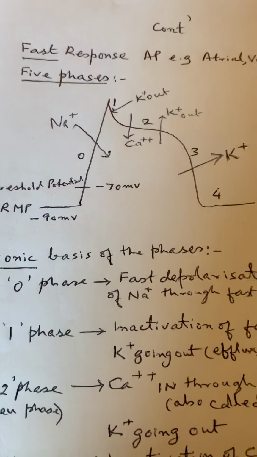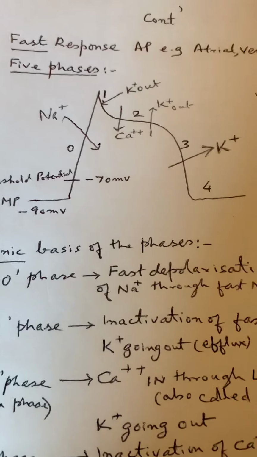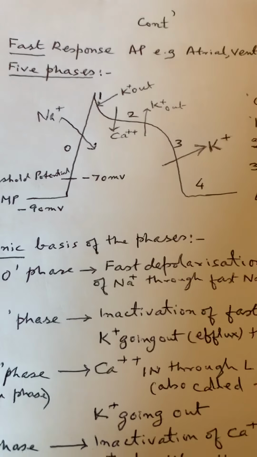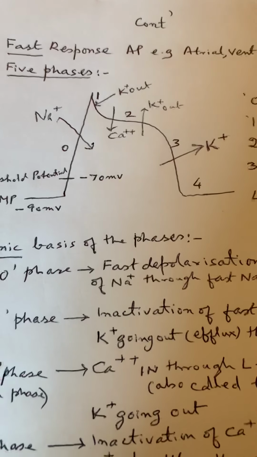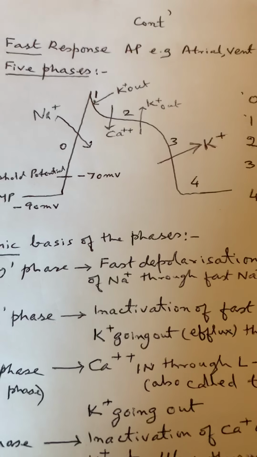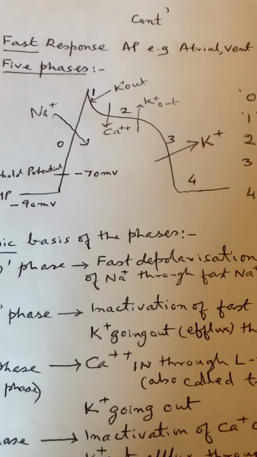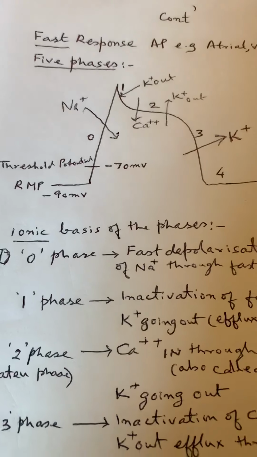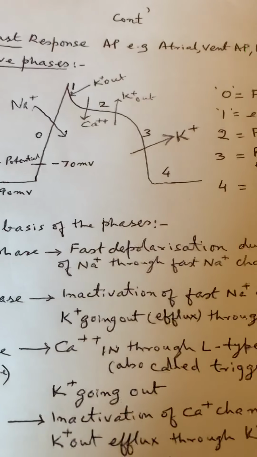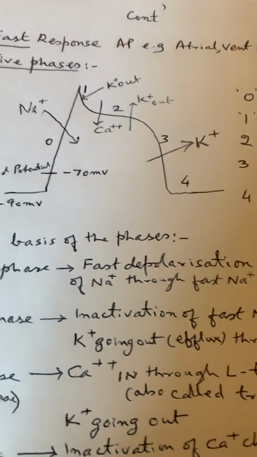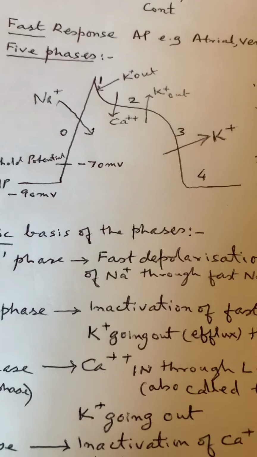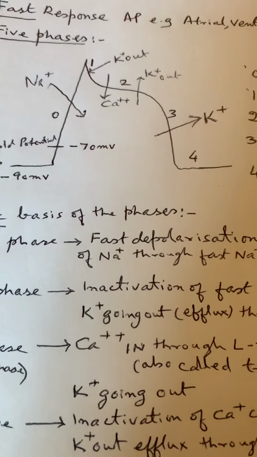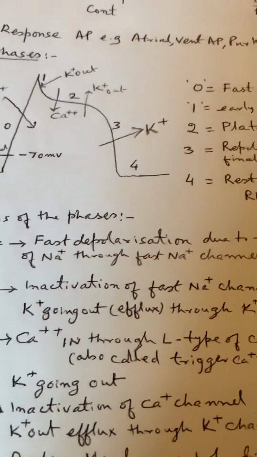Fast response means, you have seen in the SA node, the zero phase is slowly depolarizing. In this phase, these tissues, atrium, ventricular and Purkinje fiber, the depolarization zero phase is nearly vertical and it is fast to depolarize. Now let us come to the phases. In atrial muscle we had 3 phases. Here we have got 5 phases: 0, 1, 2, 3 and phase 4.